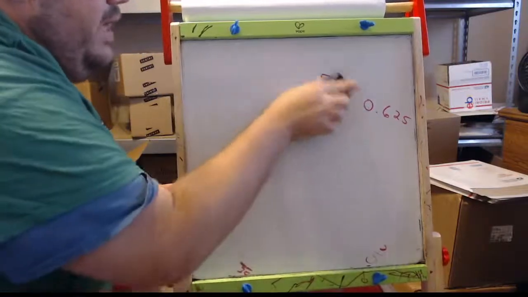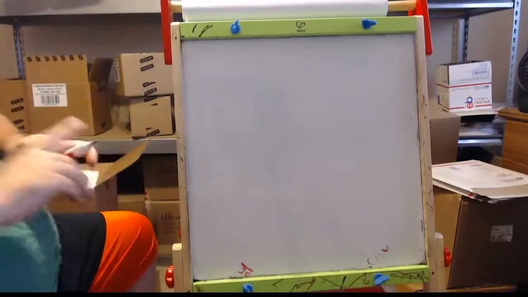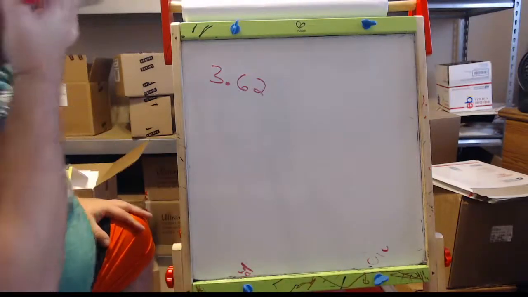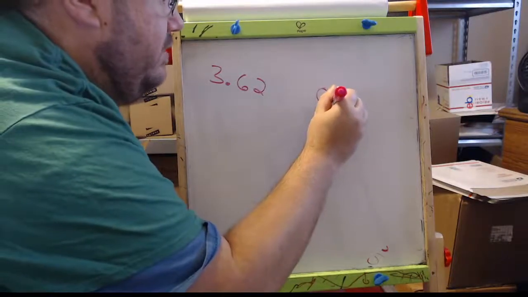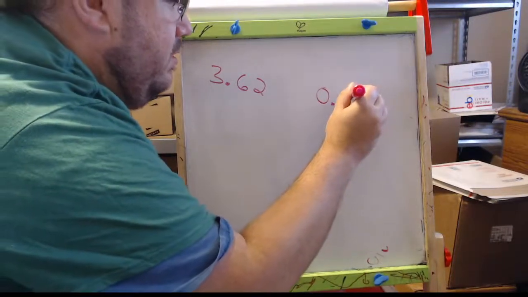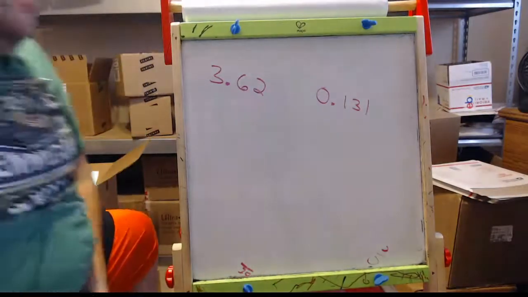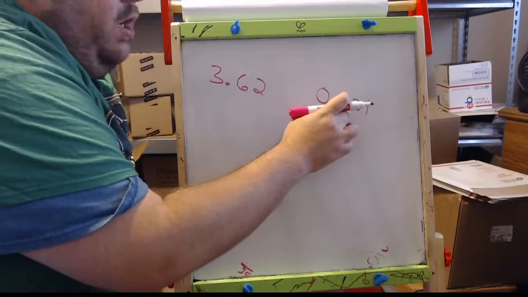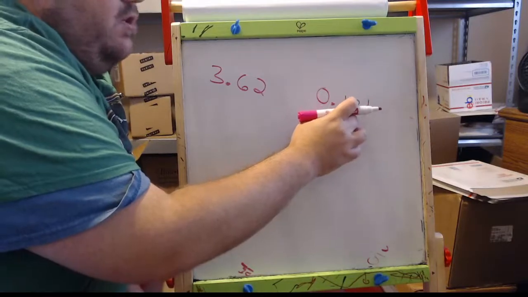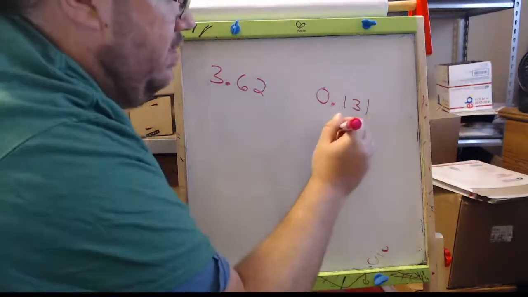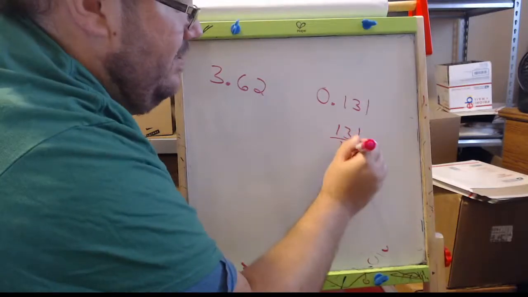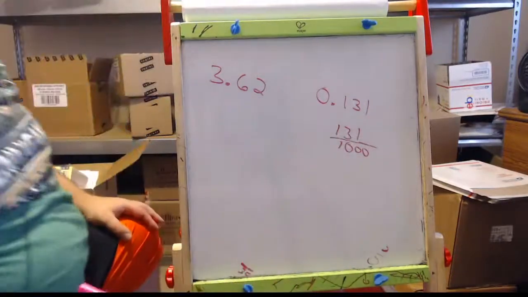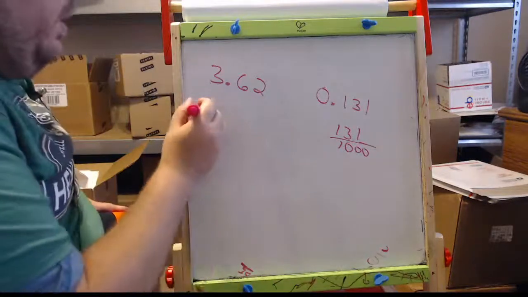okay, so I have the decimal and I want to figure out the fraction. 3.62, or we go over here and do like 0.131, something like that. This is where knowing your places becomes important. So 1 is in the tenths spot. This is the hundredths. This is the thousandths. So you take the whole number and put it over whatever the last place is. So it's 131 thousandths.